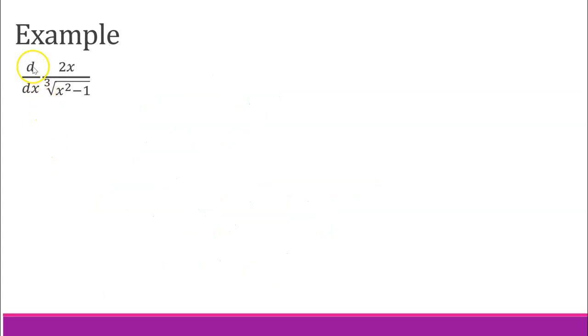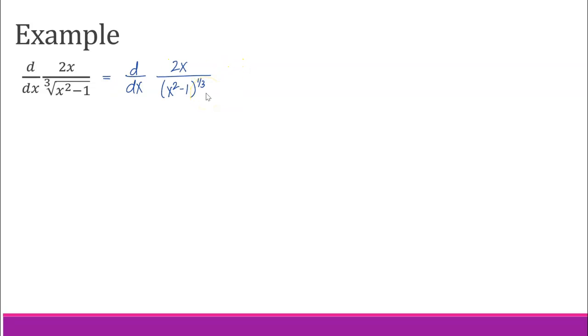In this example, I want to take the derivative with respect to x of 2x all over the cube root of the quantity x squared minus 1. So here, the way that it's currently set up, I would need to apply the quotient rule. And within the quotient rule, I'm going to be doing a chain rule because of the quantity in the denominator. I'm going to start by rewriting this as the derivative with respect to x of 2x all over the quantity (x squared minus 1) to the 1/3.